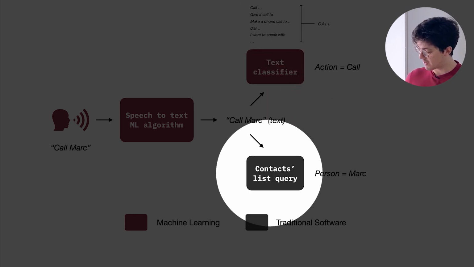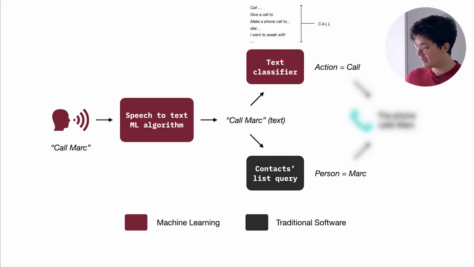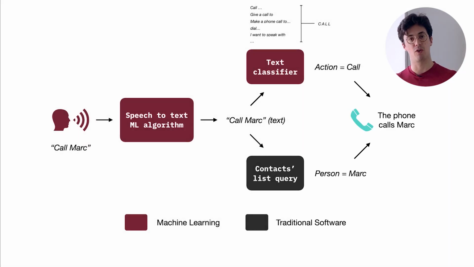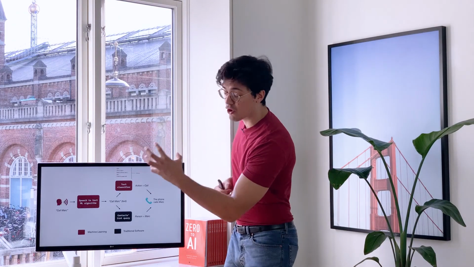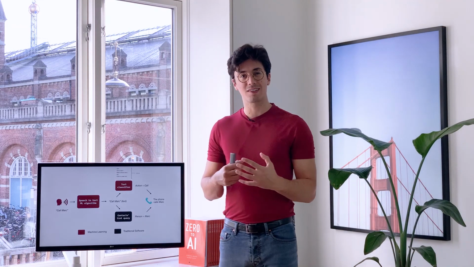Then we just need to make a very simple search in my contact list for the phone number of Mark, and finally we can make our phone call. So as you can see, this is a pretty complex AI product because there's a lot of different parts of software that need to work together. But natural language processing, which you have seen in this section, is the key part that allows the algorithm to understand exactly what I want to do and then help me with my daily tasks.